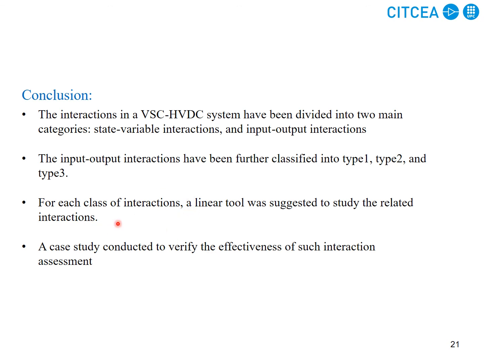For each class of interaction, a tool was suggested which is capable of studying the interactions. To just name a few, there were eigenvalue, participation factor, Bode plot, normalized input participation, SVD analyzers, RGA analyzers, Gershgorin circles, and I guess that was it. And at the end, we have a case to show how this study of interactions can be utilized in the control system design.